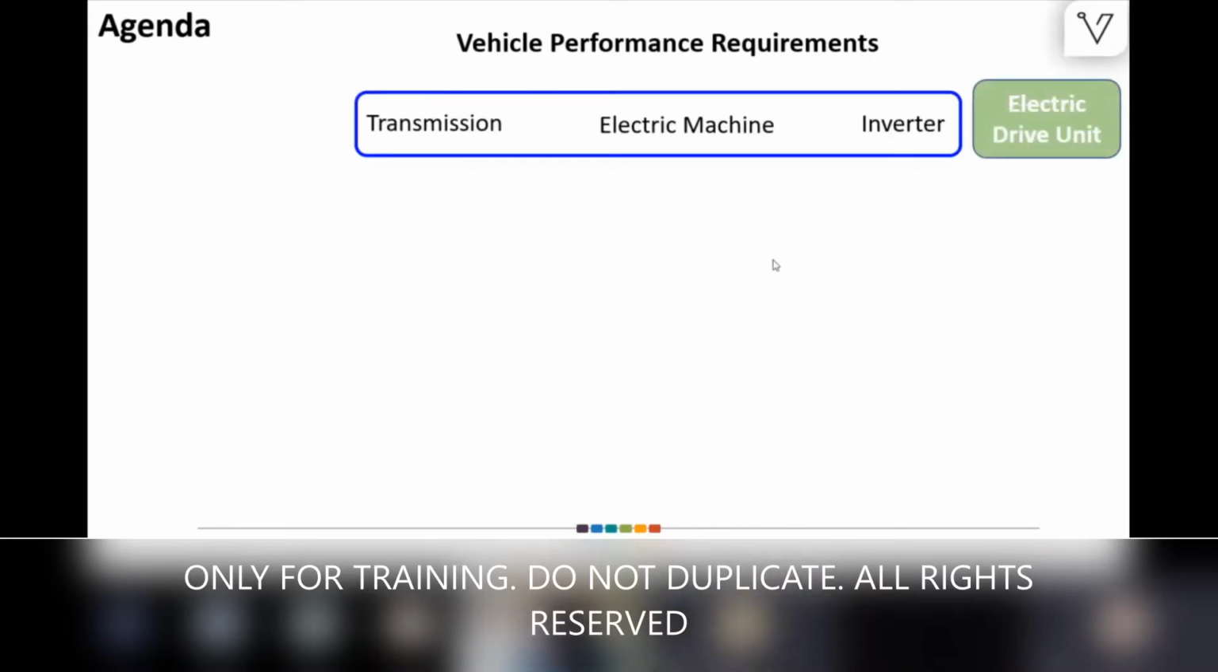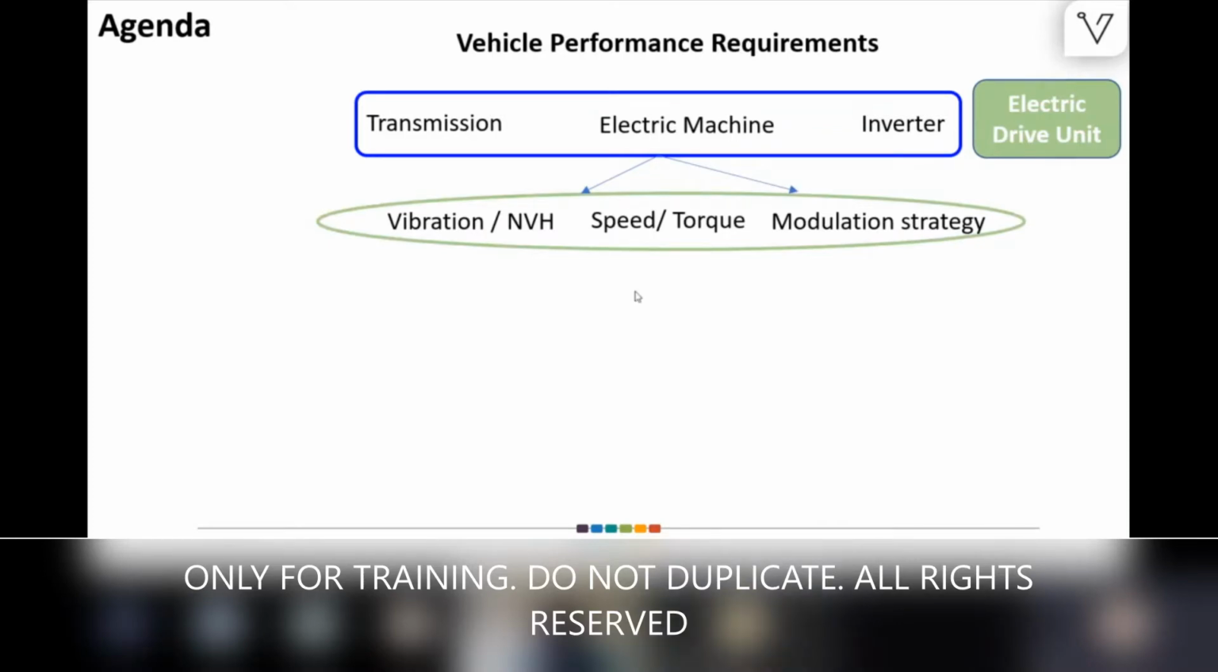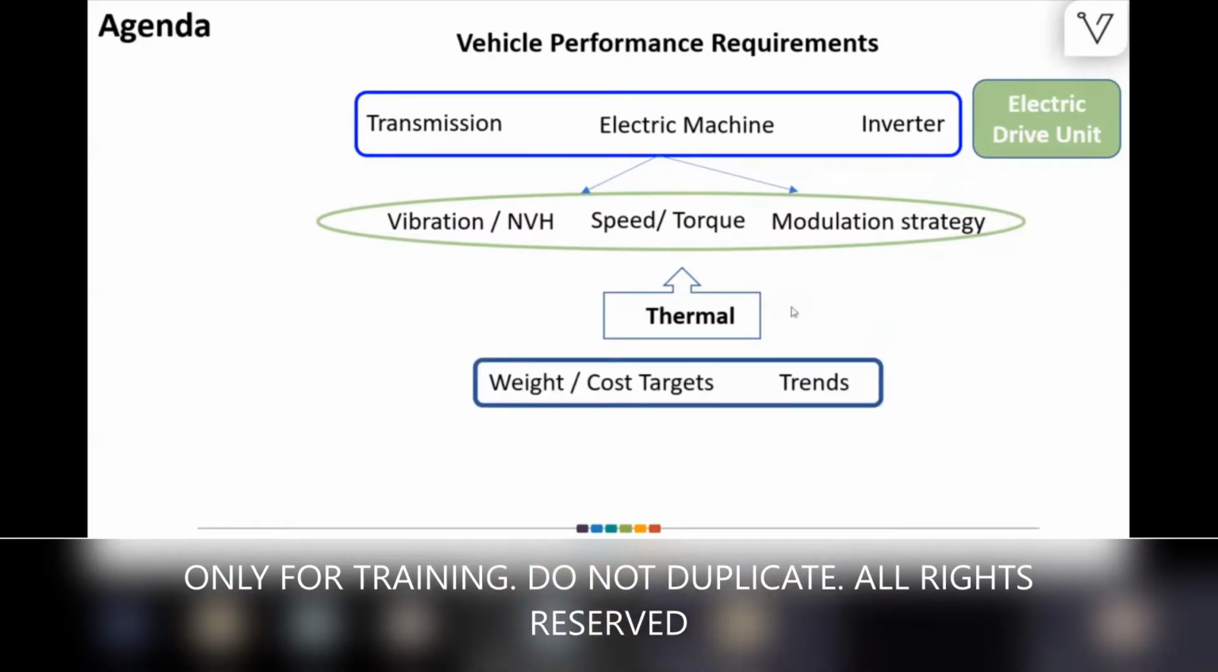For the electric drive unit, as I mentioned, there are some key elements or key parameters associated with these three components: vibration, maybe speed and torque characteristics, modulation strategy. These are just to name a few, and they may be our high level parameters. I tried to put a few of them, and then there is thermal consideration for all three elements.